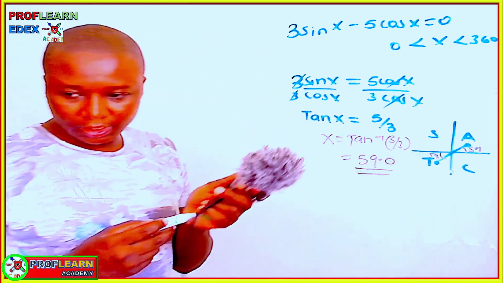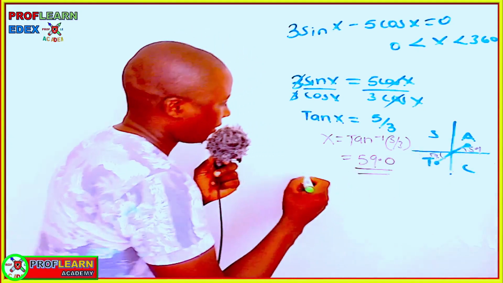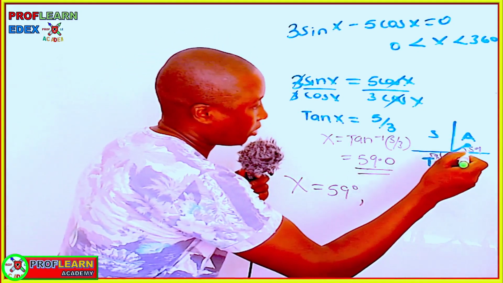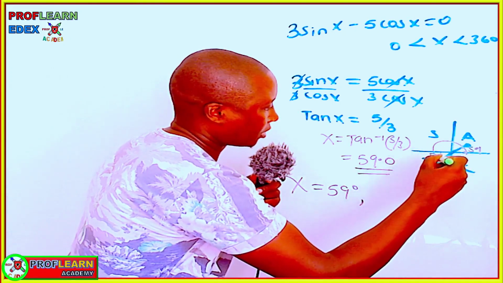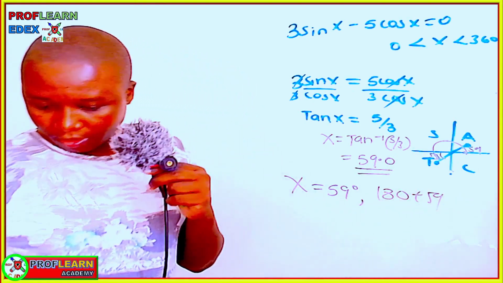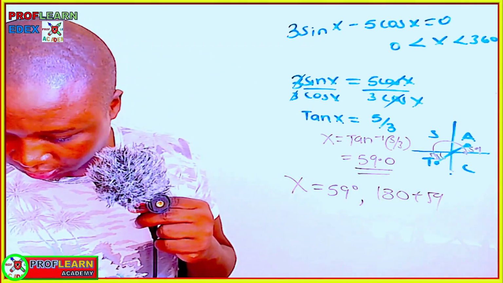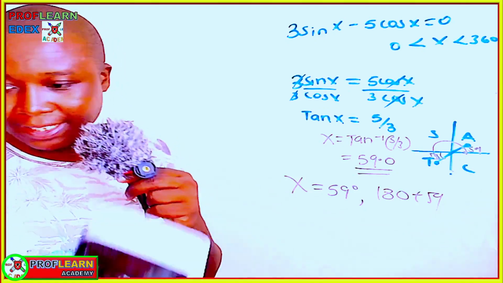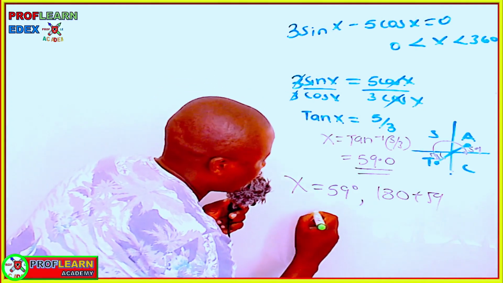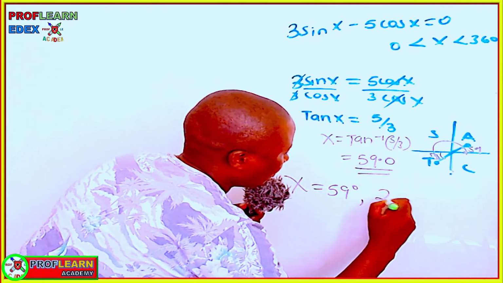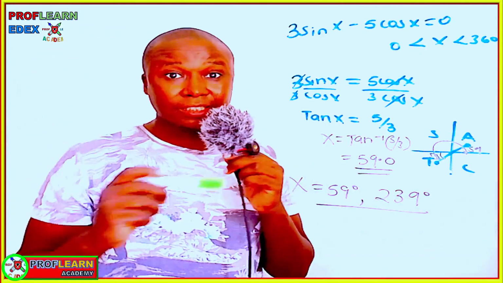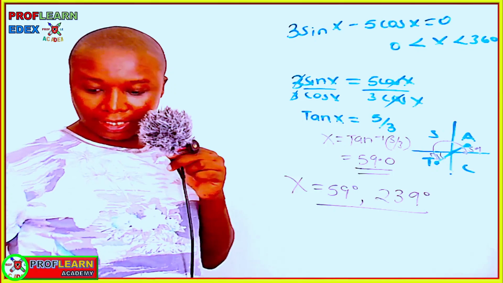So the first value of x will be equal to 59 degrees. The second angle is the one that runs from the x-axis up to this point, which is going to be 180 plus 59. If we add that plus 180, this is going to translate to 239. 239 is the correct angle in that case, so that's 239 degrees. So those are the two angles that satisfy this within that particular range.